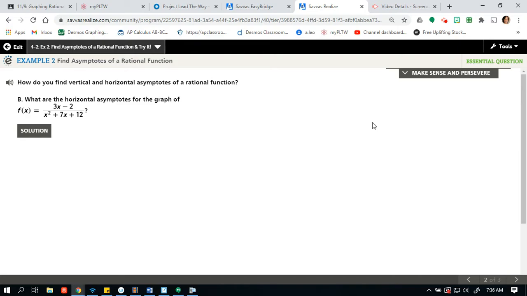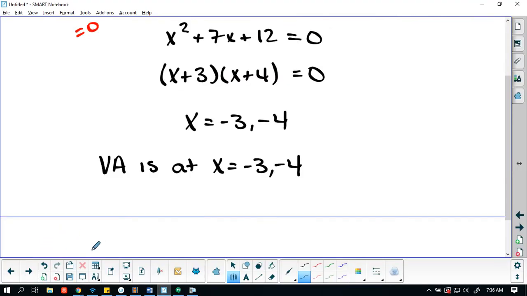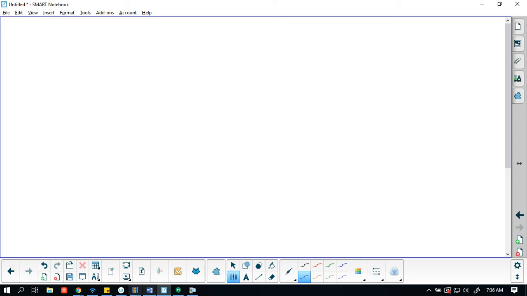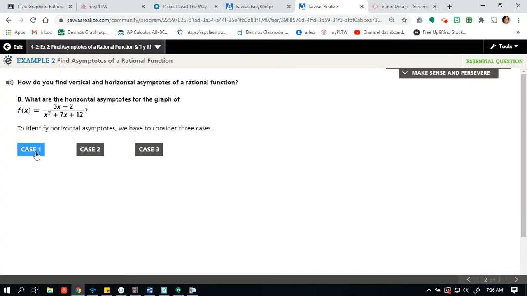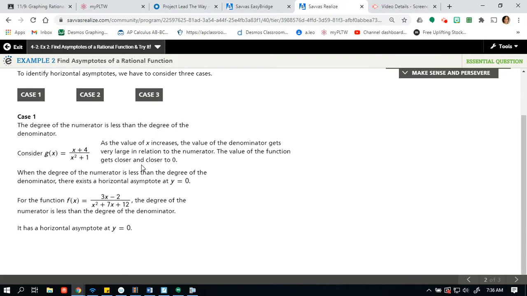So to identify the horizontal asymptote, we have to consider three cases. Actually, I'm just going to jump straight into what they're saying here. Case one, the degree of the numerator is less than the degree of the denominator. So this is x to the power of 1 and this is x to the power of 2. So the degree here of the numerator is less than the degree of the denominator.